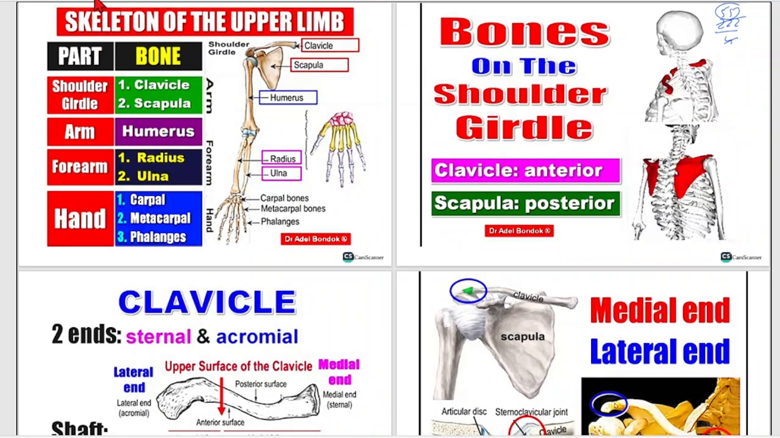So there are the shoulder joint, shoulder girdle, arm, forearm, and hand. In the shoulder there are the clavicle and scapula bones. In the arm there is the humerus. In the forearm there are the radius and ulna. In the hand, carpal, metacarpal, and phalanges.